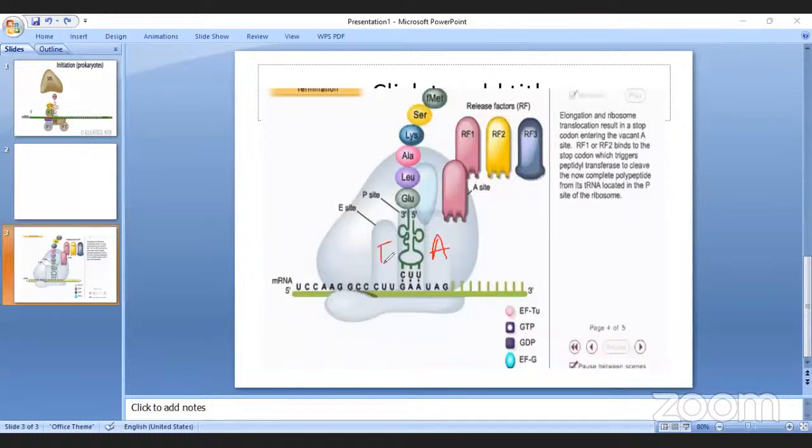reaches a nonsense codon. What are the nonsense codons? UGA, called opal; UAA, called ochre; and UAG, called amber. UGA is opal, UAG is amber, and UAA is ochre.